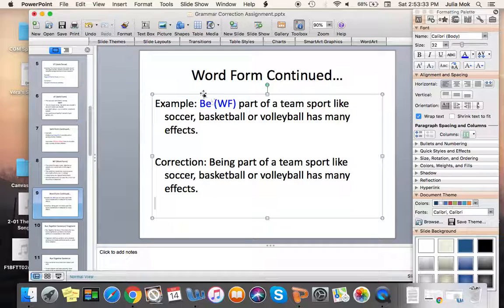So starting a sentence with be makes it sound like a command, but the rest of the sentence is really not a command, it's an explanation. Be part of a team sport like soccer, basketball, or volleyball has many effects. You're not commanding me to do anything, you're just talking about the sport. So I can safely assume you're not trying to command me to be part of a team. You're just explaining about it.